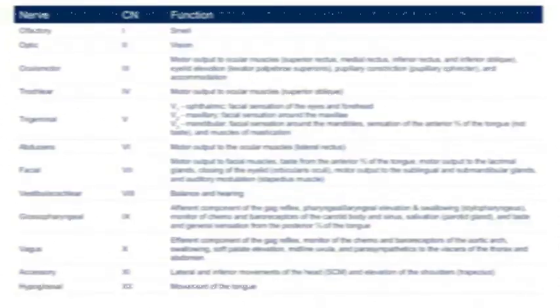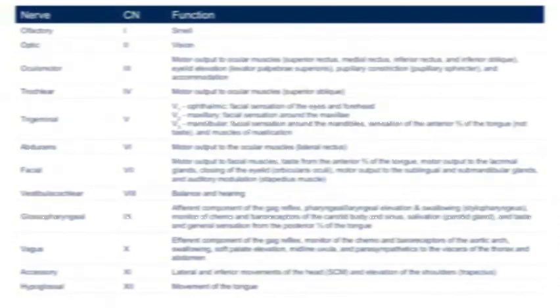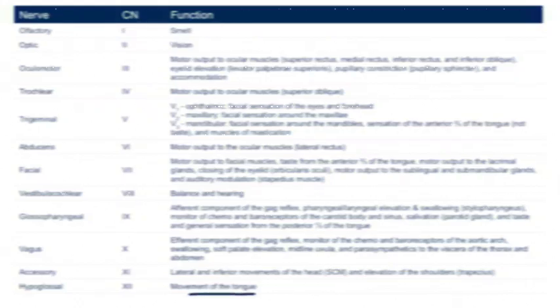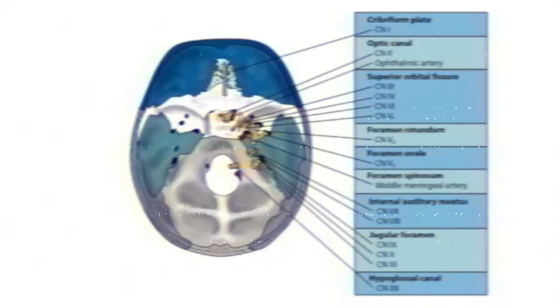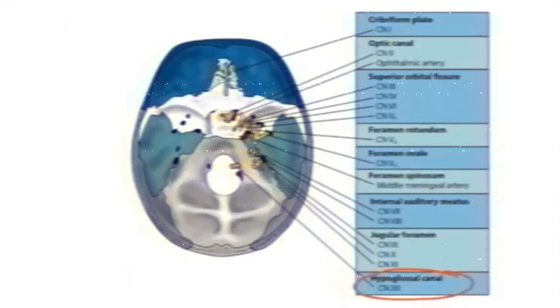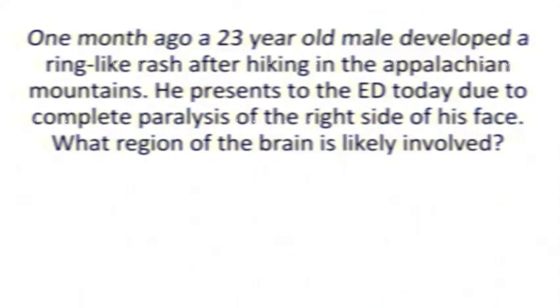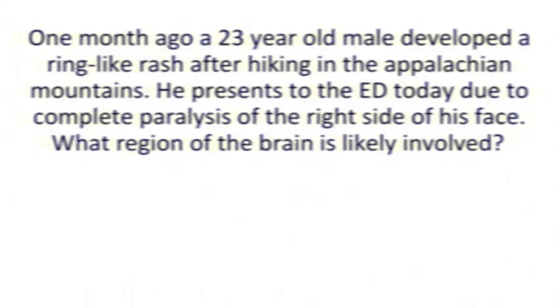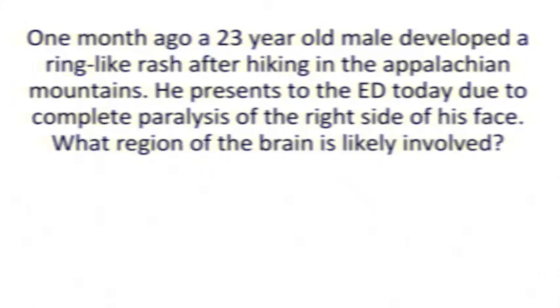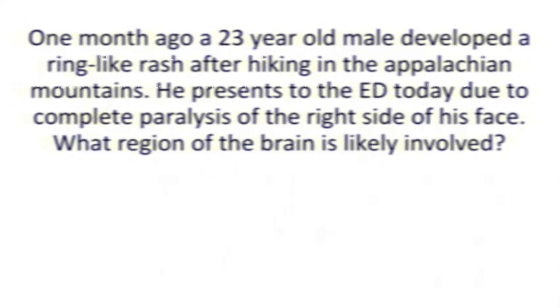Again, from table 8.1, we can see that the hypoglossal nerve is normally responsible for moving the tongue. From figure 8.23, we can see that the hypoglossal nerve normally traverses the hypoglossal canal. Okay, let's do another question. 1 month ago, a 23-year-old male developed a ring-like rash after hiking in the Appalachian Mountains. He presents to the emergency department today due to complete paralysis of the right side of his face. What region of the brain is likely involved?